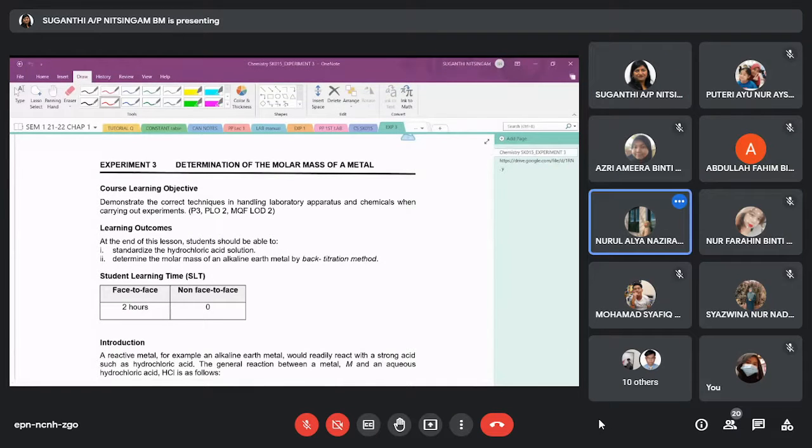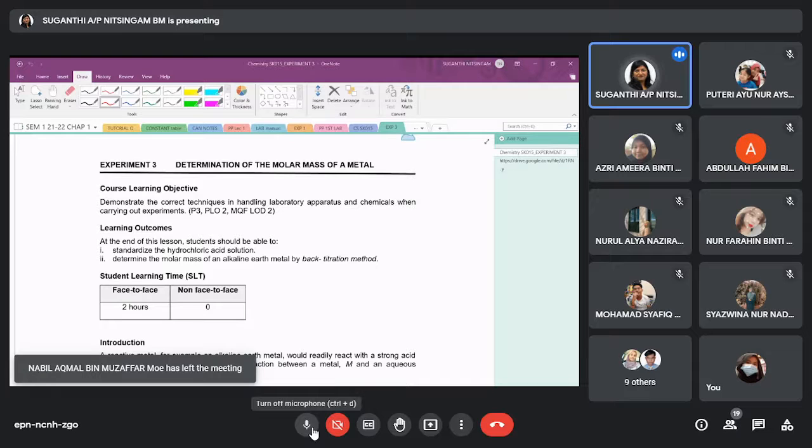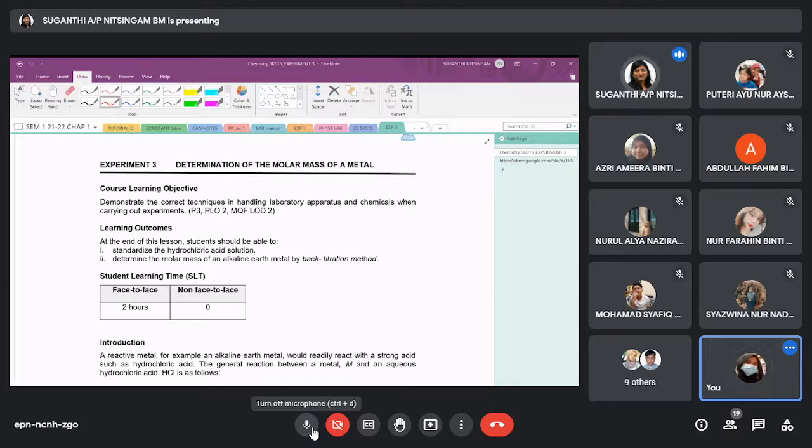Okay, Alia Nazira. Yes, madam. Burette, how many decimal places? Burette reading. 2 decimal places. Okay, kena ingat ya. And then Najwa, what is the right way to do titration? If you are a right-hander, your right hand should swirl or should take care of the tap. Swirl, remember, tangan kanan swirl flask and then tangan kiri jaga pili ya.